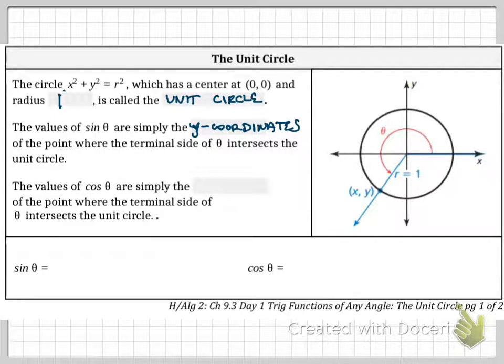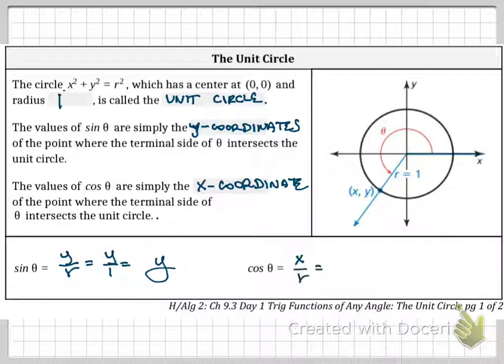The values of cosine then are simply the x coordinates of the point where the terminal side of theta intersects the circle. So just think about what we learned just previously. Sine of theta was y over r. But because the radius is 1 in a unit circle, it's y over 1, so that's why sine of theta is y. Cosine of theta is x over r, but because the radius for the unit circle is 1, it's x over 1, therefore it is x. So in the next one, we will go ahead and try some examples using the unit circle to find our 6 trig functions.